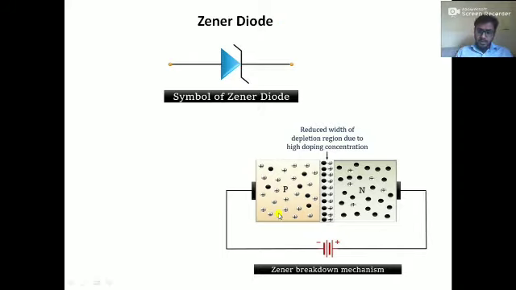Okay, so let us try to understand why this Zener diode works in reverse bias. See this p region, which I have connected to the negative terminal of the battery, and this n region, which I have connected to the positive terminal of the battery.